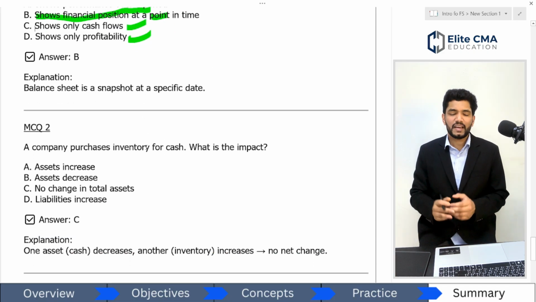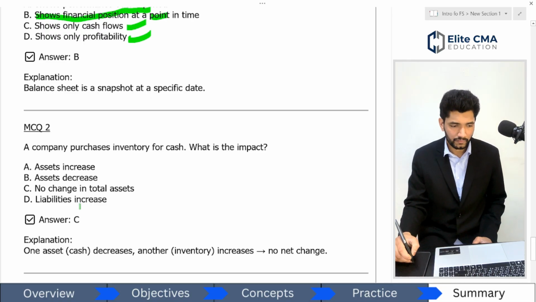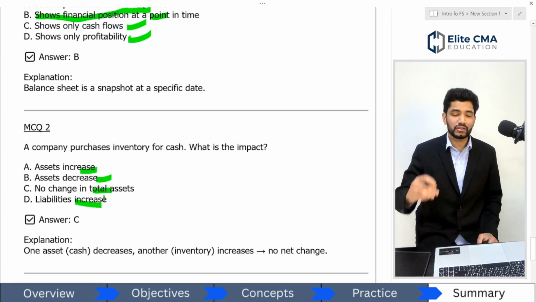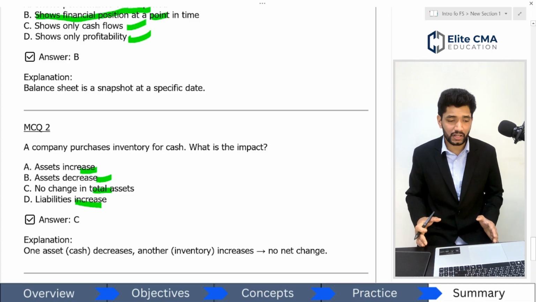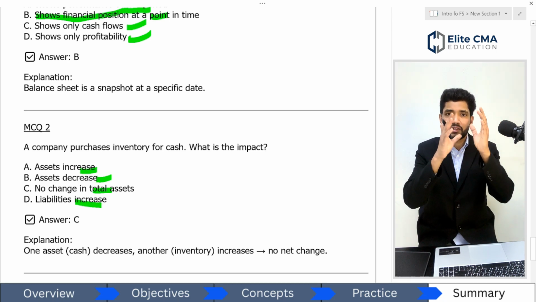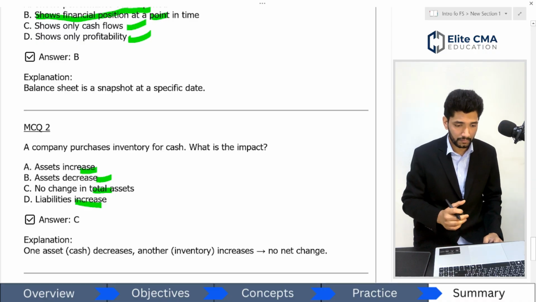Question 2. A company purchases inventory for cash. What is the impact? Asset increased, asset decreased, no change in total asset, liabilities increased. So in this case, the answer is option C. That means there is no change in the total asset. That means inventory is increasing and cash is decreasing. So when we are looking into total net asset, there is no change in the total net asset.